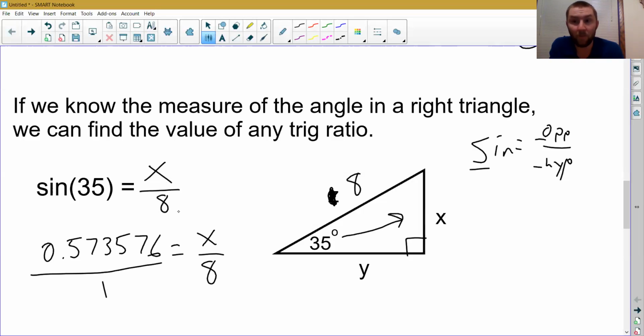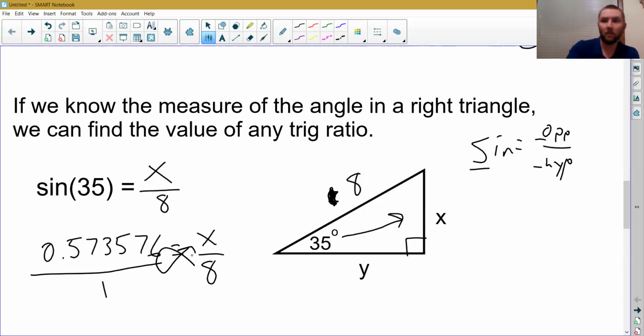Then I put the decimal version over 1, and I've set up what we call a proportion, which hopefully we remember. We've done proportions a lot, right? We've done them all throughout chapter 7 with our ratios, our similar triangles. So we have a proportion here now, and we can solve this by cross multiplying, or by the fish method if you want. We just end up doing, in this case, 8 times 0.573576, and then divide by 1.